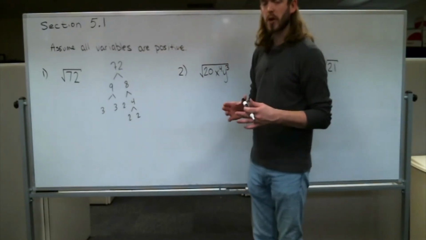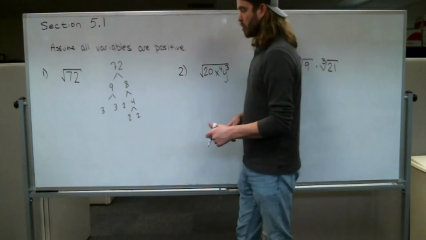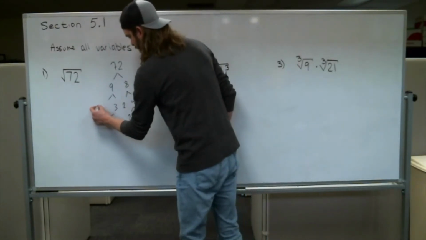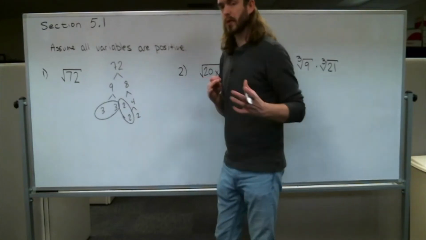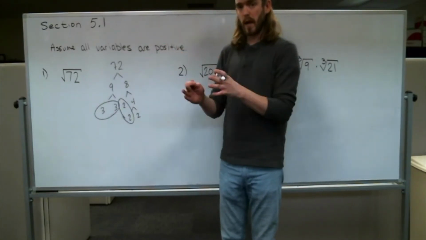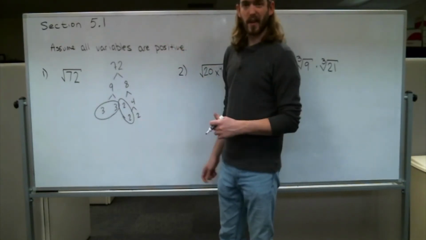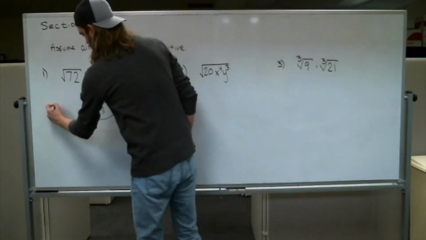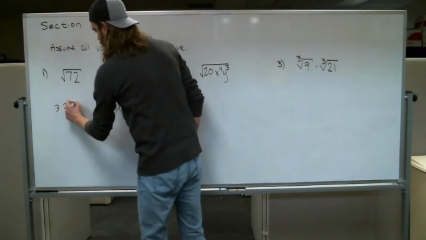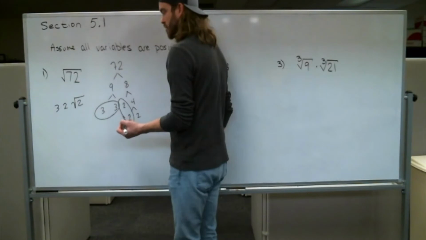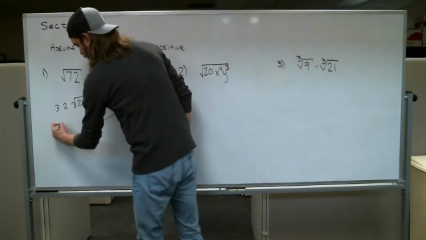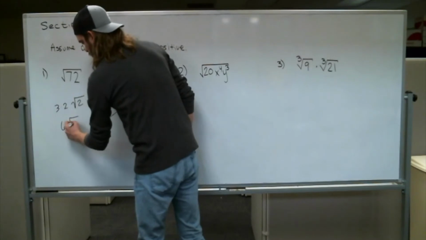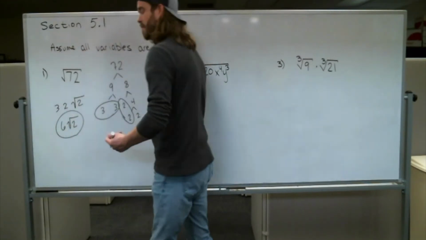Like I said, we're looking for pairs that we can pull out. So let's circle our pairs. We have a pair of 3s and we have a pair of 2s. So we can pull a 3 out and we can pull a 2 out. But this 2 right there, that's going to have to be left inside. So this is going to be 3 times 2 times the square root of 2. Now we just simplify to finish the problem out. So 3 times 2 gives us 6 square root 2, and that's our final answer.